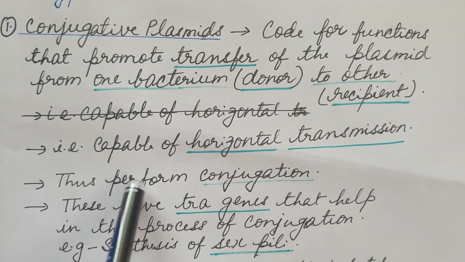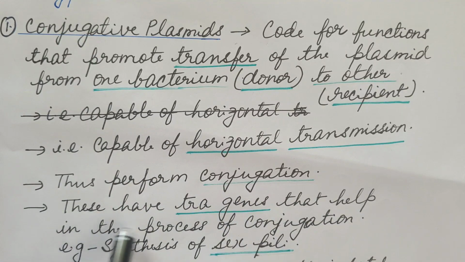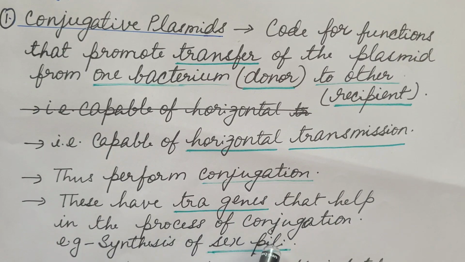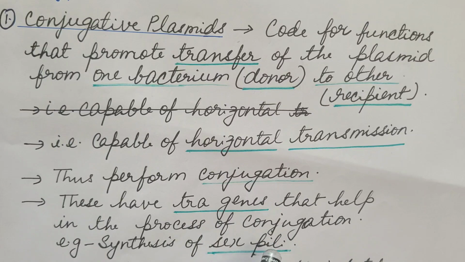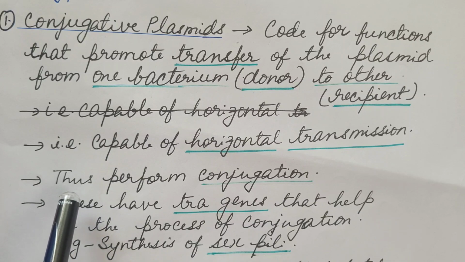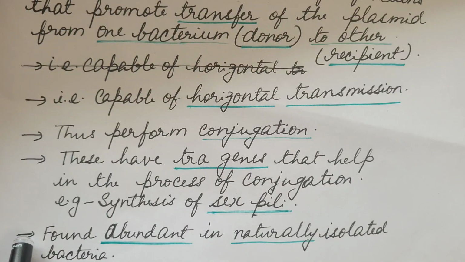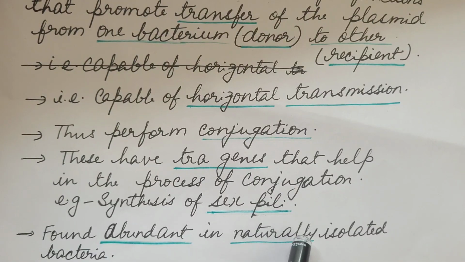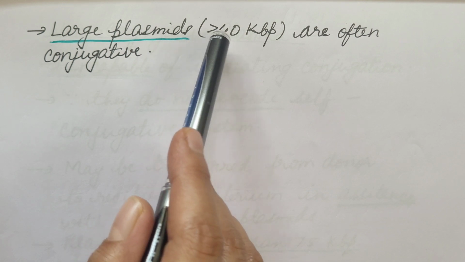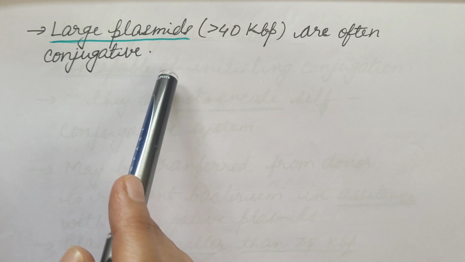Thus, they perform conjugation. These have tra genes that help in the process of conjugation. Example, synthesis of sex pili, which is later converted into a conjugation tube and helps in the transfer of plasmids from donor to recipient. This type of plasmid is found abundantly in naturally isolated bacteria. Large plasmids whose size is greater than 40 kilobase pairs are often conjugative plasmids.